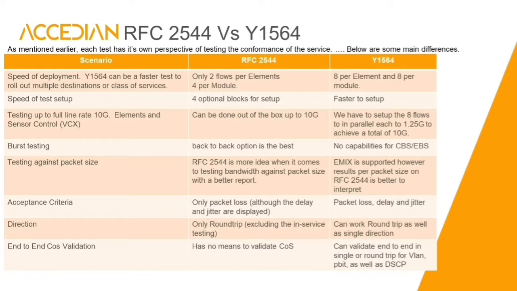For example, when it comes to speed of deployment, Y1564 can be a faster test to roll out because of its support for multiple destinations, up to eight destinations or 8 classes of service, whereas the RFC 2544 supports only 2 flows for the elements and 4 flows for the modules. So it's a kind of slower test to roll out. When it comes to the speed of the test setup itself, to provision the test, RFC 2544 has 4 blocks to be provisioned, so it's a little bit slower in time versus the Y1564, which is a faster test to set up.